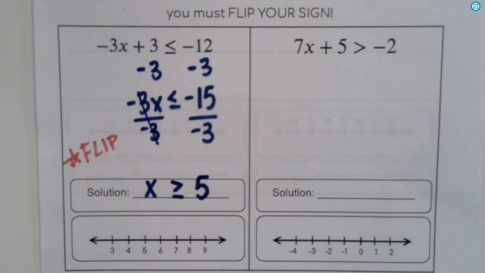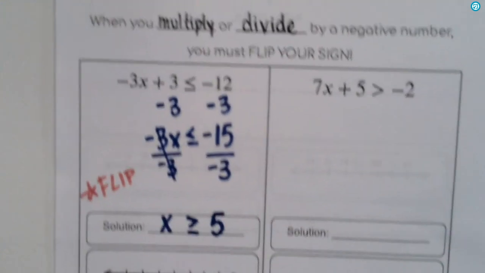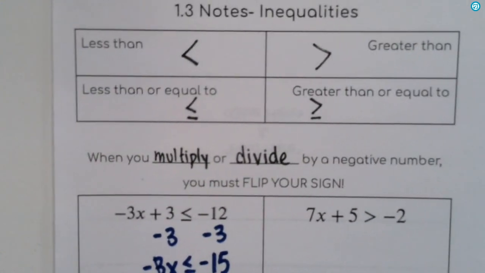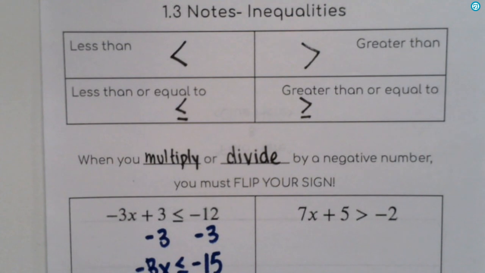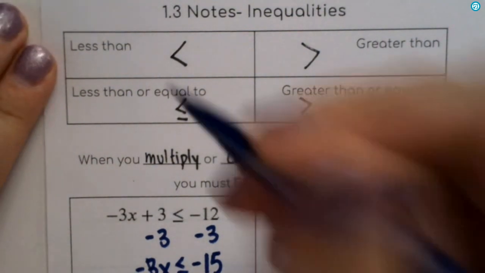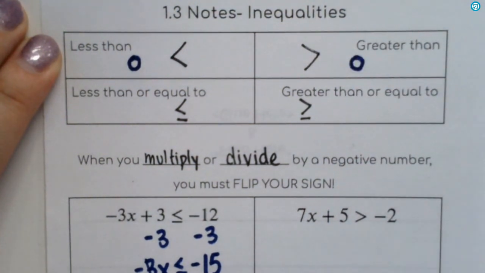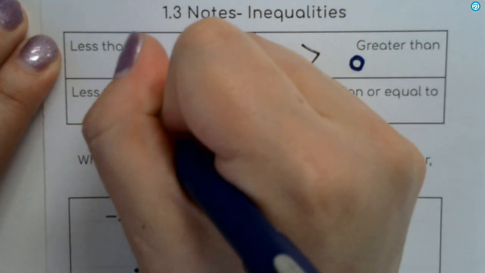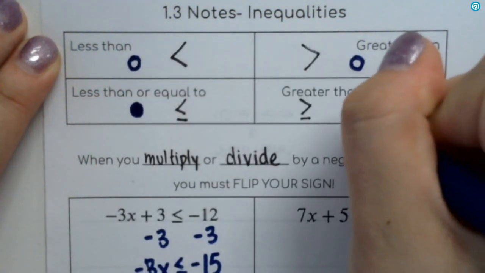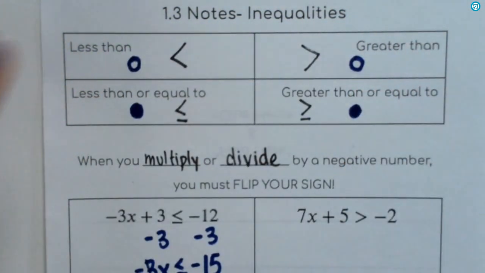So I forgot at the beginning of notes to put it up there. So we need to go back to our little table up here. When we graph our answers, if it is less than or greater than, we use an open circle. If it's less than or equal to or greater than or equal to, we're going to do a colored in circle. So add this into your table up at the top. I forgot it at the beginning. And I distinctly remember forgetting it at the beginning last year too.